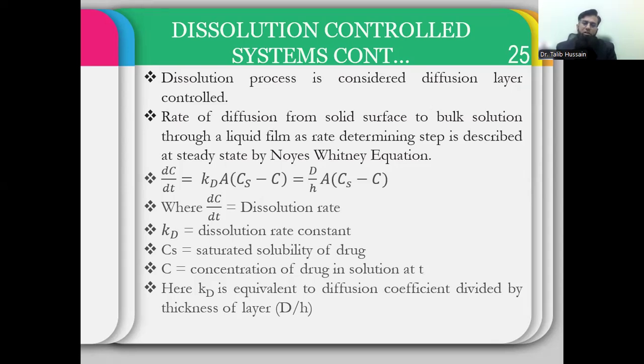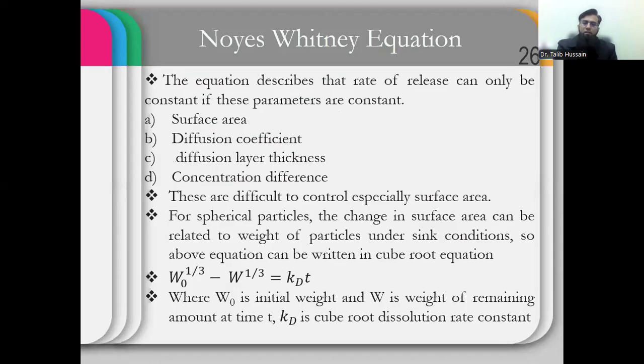D is the diffusional coefficient and h is the thickness of the membrane. If we can make the system constant at the surface area level, it has a constant diffusion coefficient. There is no wear and tear of the polymer, so our diffusion coefficient remains constant. Diffusion layer thickness remains constant. It doesn't change, and the concentration difference exists for the whole time of the drug release.